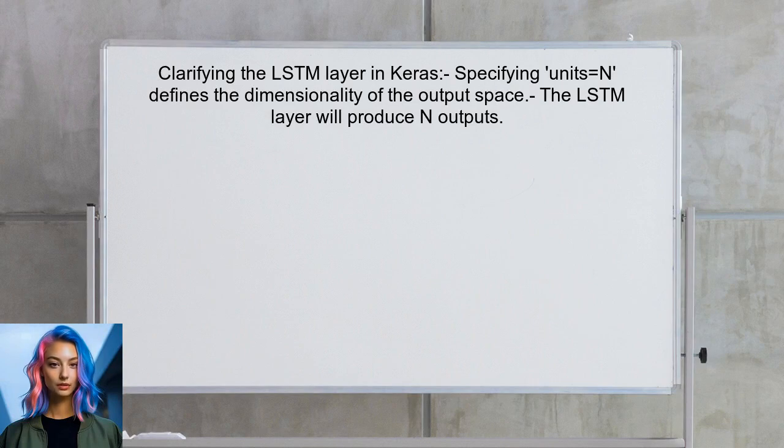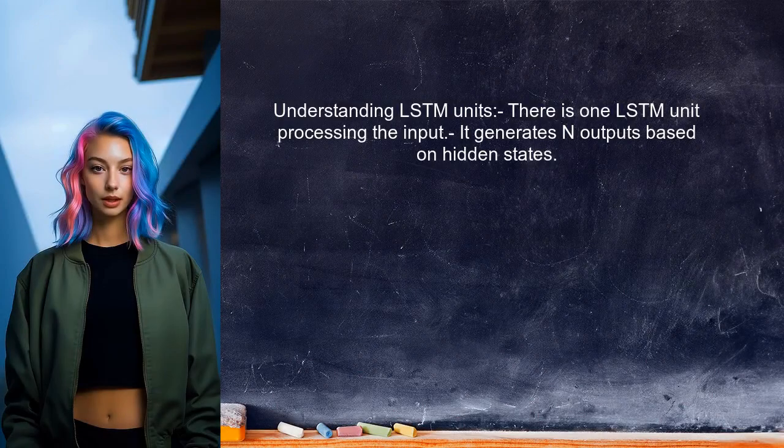To clarify the user's question about the LSTM layer in Keras, when the user specifies the number of units, they are indeed defining the dimensionality of the output space. This means that the LSTM layer will produce n outputs. However, it's important to note that this does not mean there are n separate LSTM units. Instead, there is one LSTM unit that processes the input sequence and generates n outputs based on the hidden states.